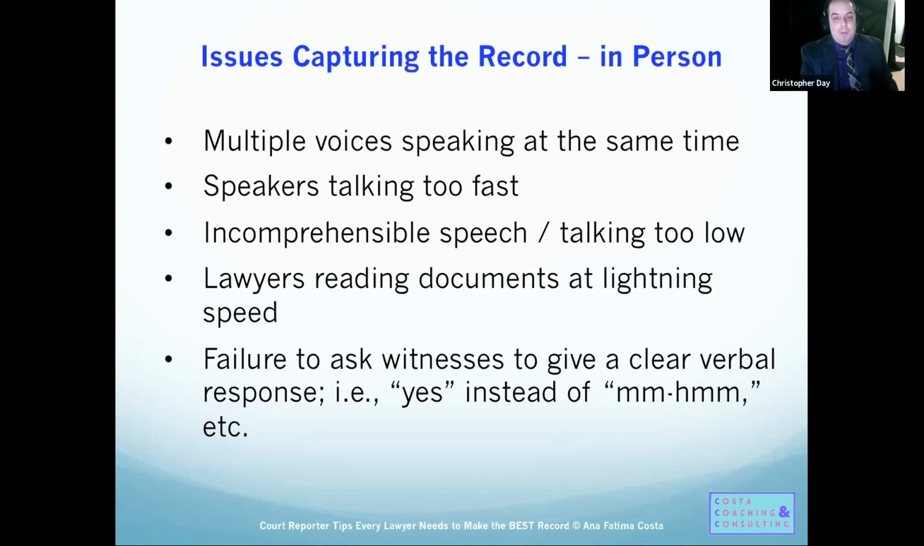And then people reading fast. I'm going to get into this again, but people almost always read faster than they speak, and it can make our job much easier if you slow them down.